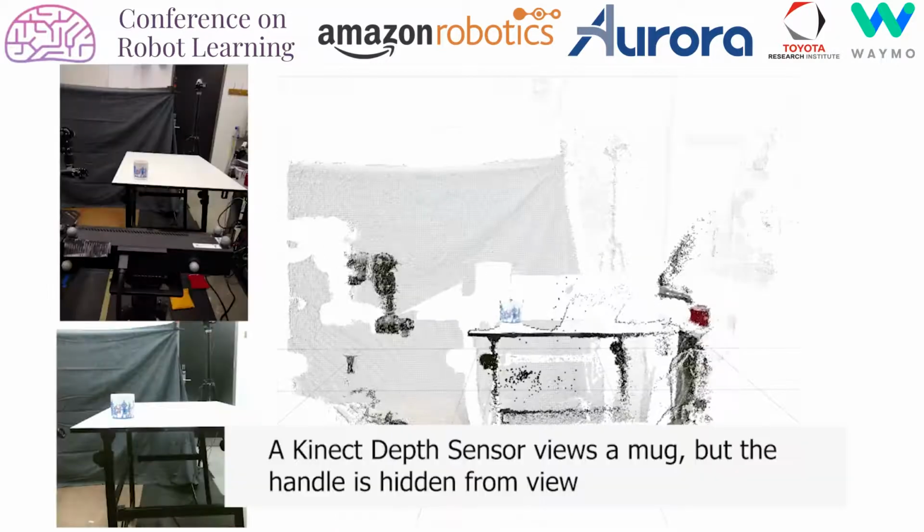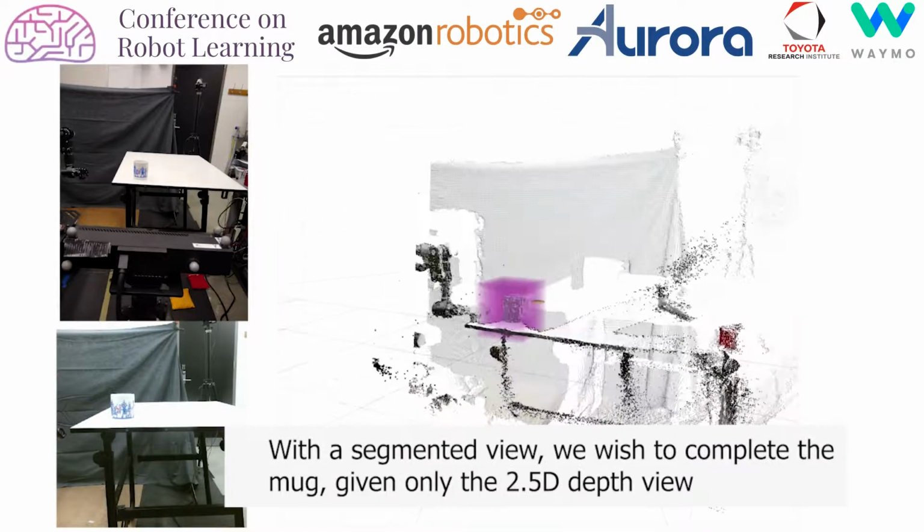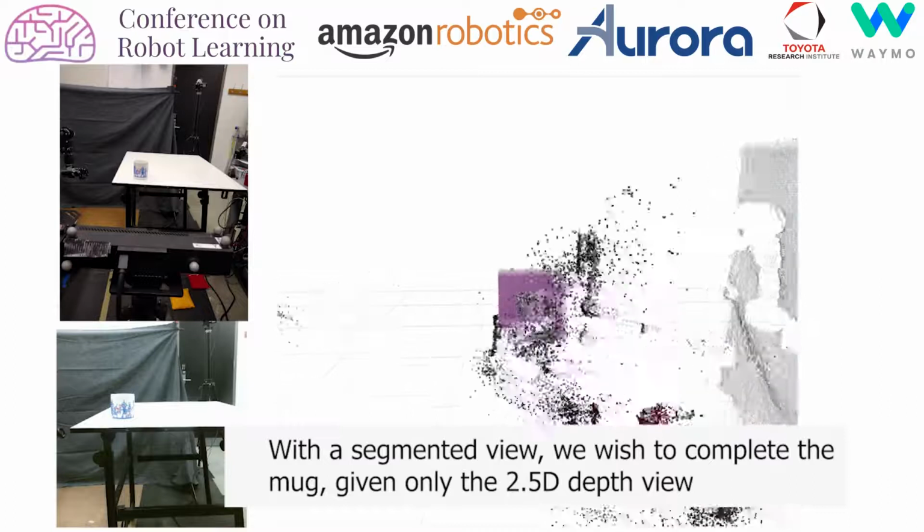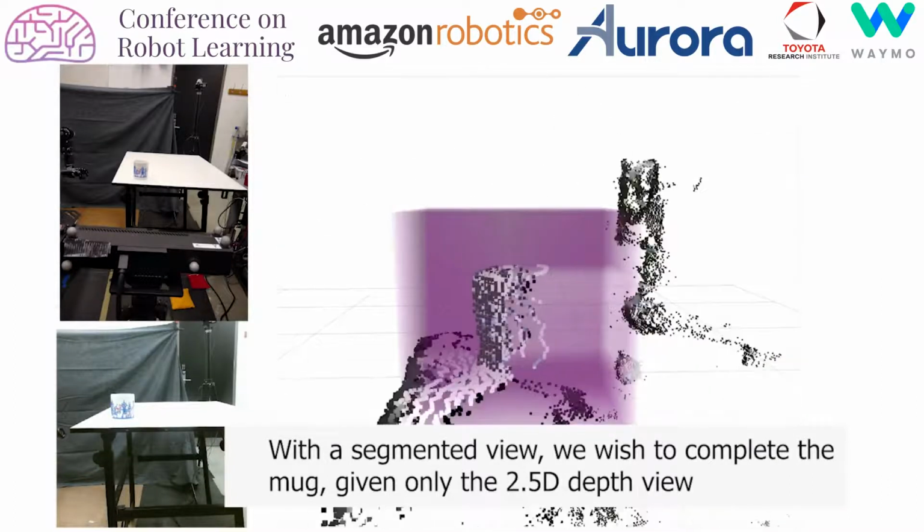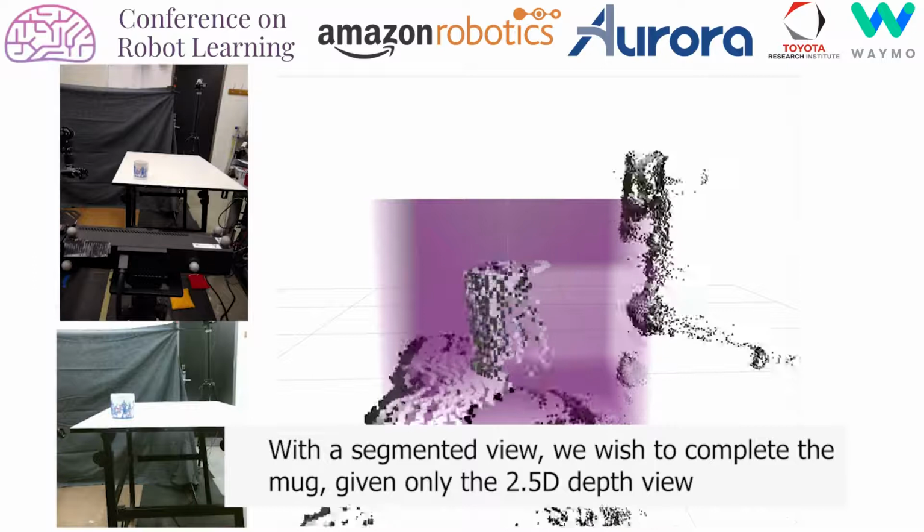When you see an object, such as a mug, your brain naturally completes the 3D structure that is occluded from view. Here, a depth image sensor sees the front shell of a mug, which we manually segment from the table. Our algorithm reconstructs this 3D structure.